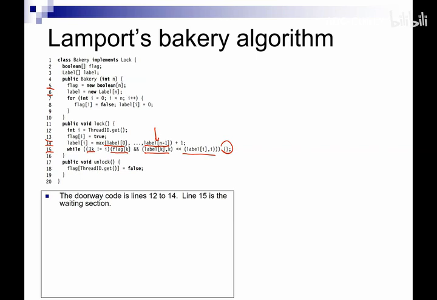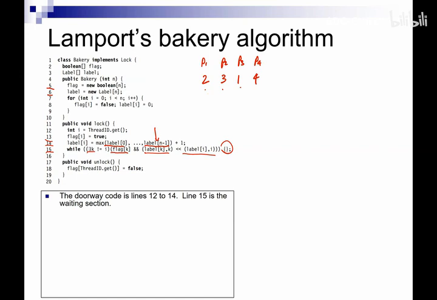For example, suppose the labels right now are: process 1 has a label of, let's say, 2. Process 2 has a label of 3. And process 3 has a label of 1. If I'm process 4, I'm going to come and read these three labels, and then I'm going to pick 4 as my label. So this is like P1, P2, P3, P4.